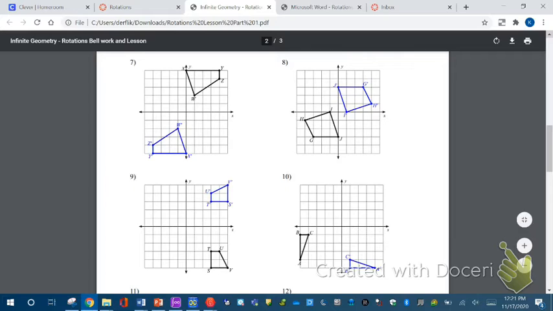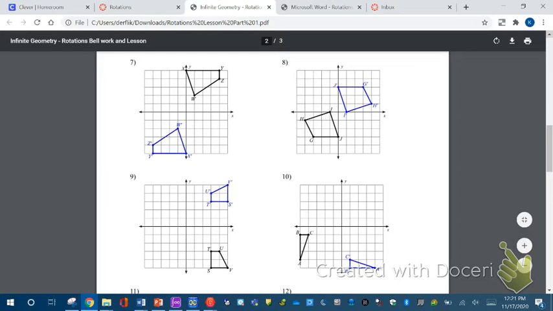Okay, let's see if you can figure out these next 4. If you want to hit pause right now, you can. And you don't even have to write it all out formally. Just tell me how many degrees counterclockwise, okay? Hit pause and do the next 4 on your own.